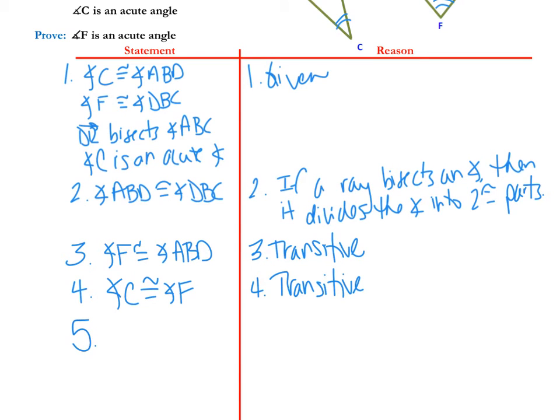All right, and then step 5, we can go ahead and say angle F is an acute angle. Because if angles have the same measure, or if they're congruent, they're going to have the same measure, which means angle F is an acute angle.